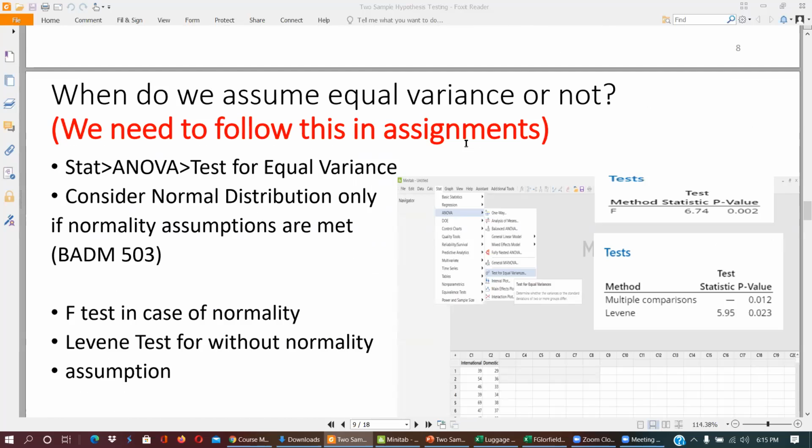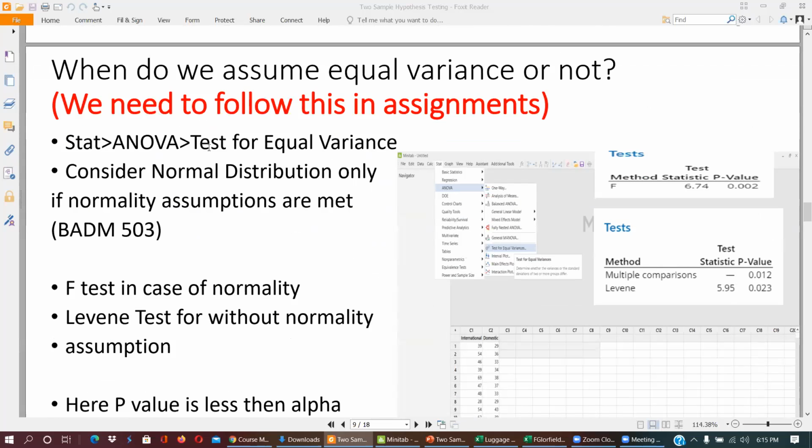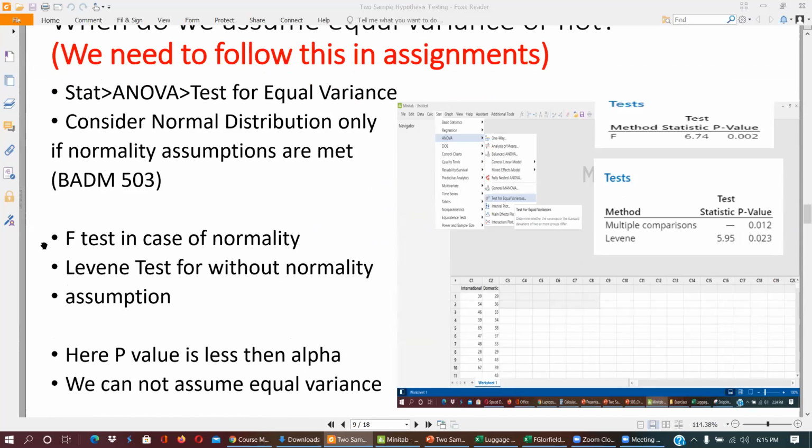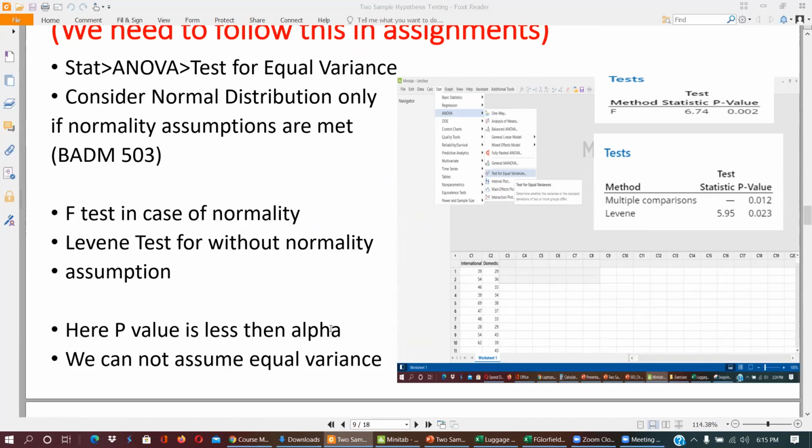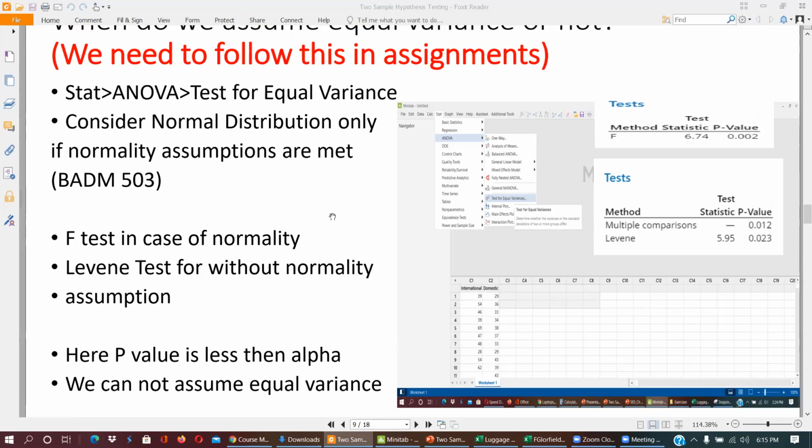When do we assume equal? Go under ANOVA, test for equal variance, consider normal distribution only if normality assumptions are made. So please see, normality assumption. F test in case of normality, Levene's test for without normality, p-value is less than, exactly the same thing that we were doing, p-value, and we can assume equal variance. So let me check whether we are having equal variance in this case or not.